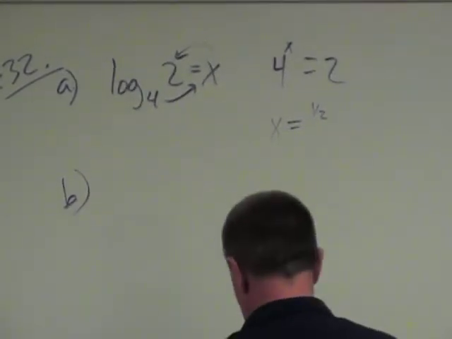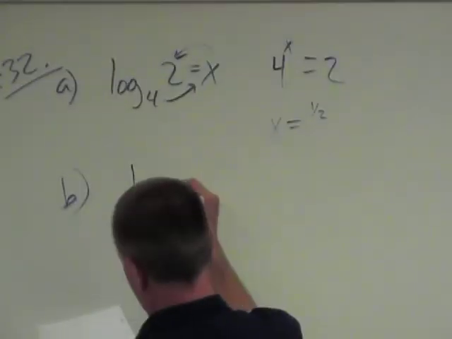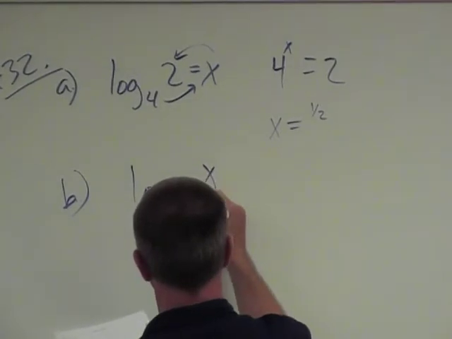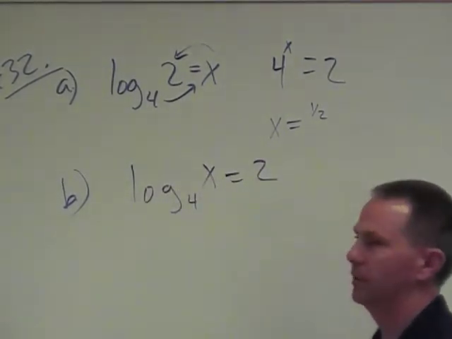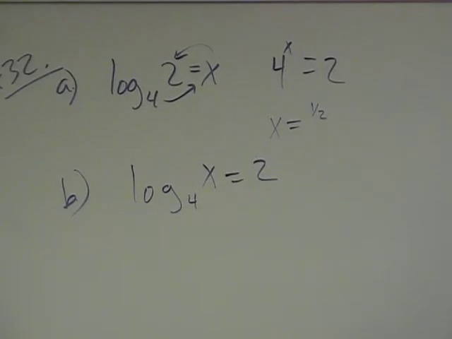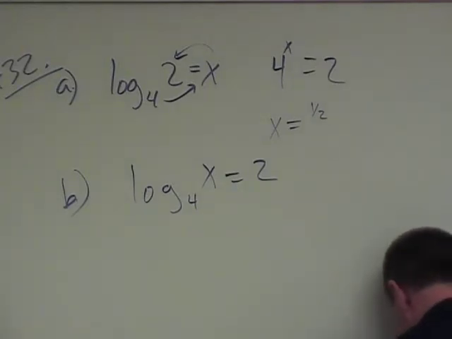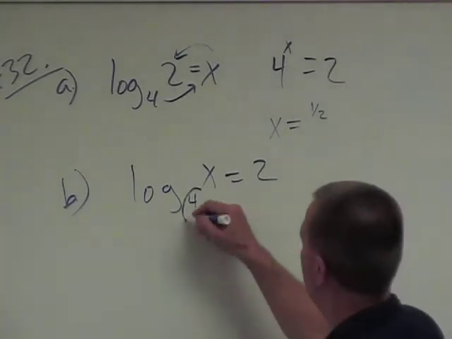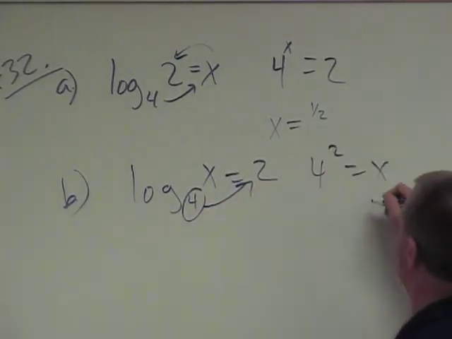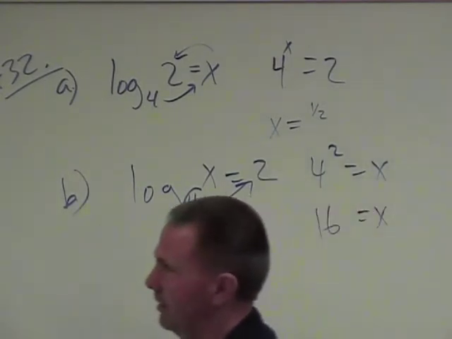Part B. Log of x base 4 equals 2. No, it's not that. Destiny, what is it? 4 squared equals x. So what's x? 16.